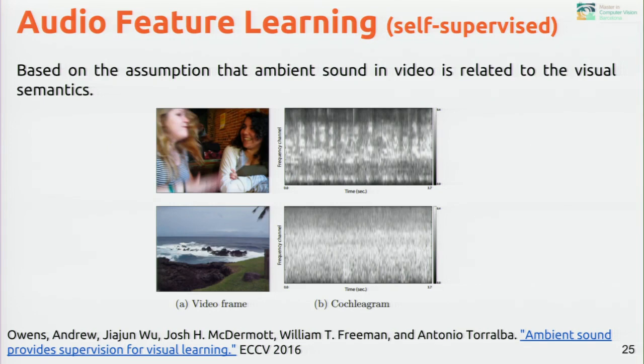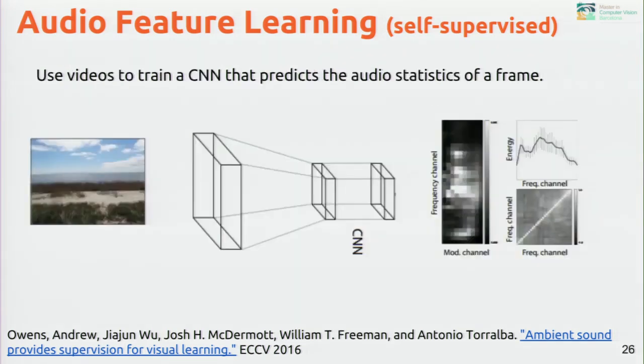They were trying to explore this. Okay, so what they did, they had a huge amount of video, so they had many frames, and they had some audio snippet around the video frame. They trained a neural network so that given one frame, the network should predict this kilogram, whatever this audio representation.